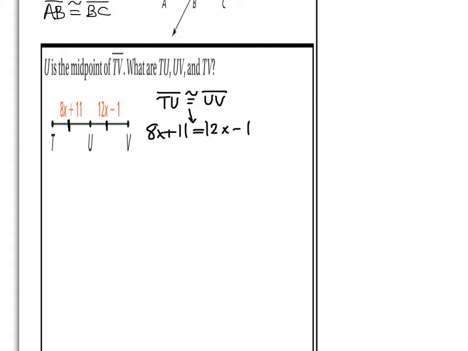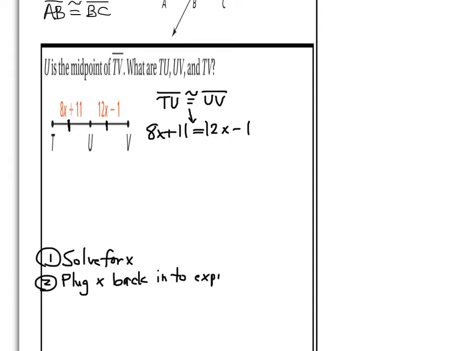Then I'm going to plug it in to find the other values. So if you want to put some steps here: solve for x first. Then once you find x, plug x back into the expressions. And then finally, for the whole, for TV, add segments TU and UV together. So that's the process for how you're going to look at these problems.